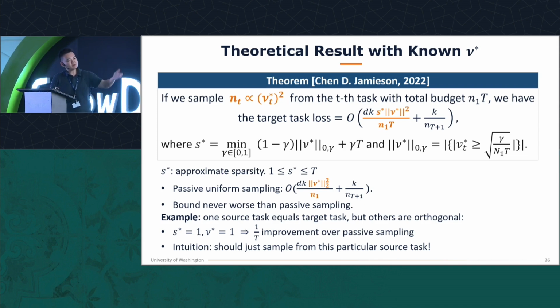Again, our bound is more adaptive. It adapts to many other scenarios as well. But this is one takeaway example: if you have one source task that equals the target task, then you should just sample from this source task, and you should not waste your samples on the other orthogonal tasks.